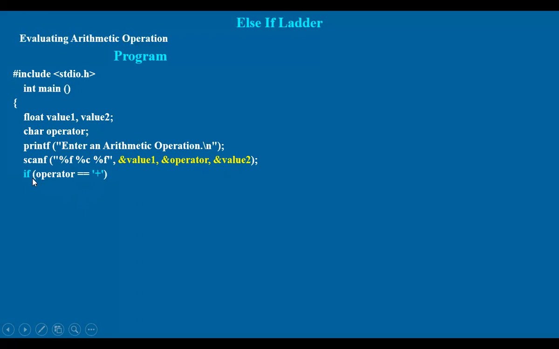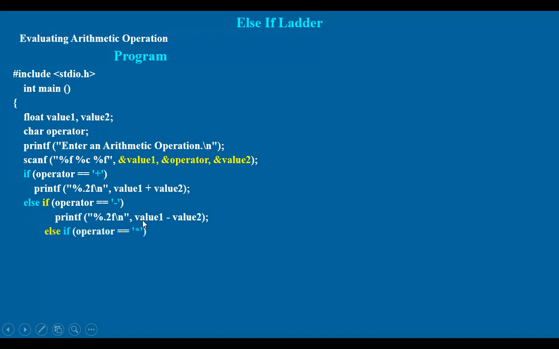Now, based on the character, that is this operator, if it is plus, then we perform addition of these two values. Otherwise, suppose it is not plus, then it checks here with the minus sign, whether the operator is equal to minus or not. If it is minus, we perform subtraction.